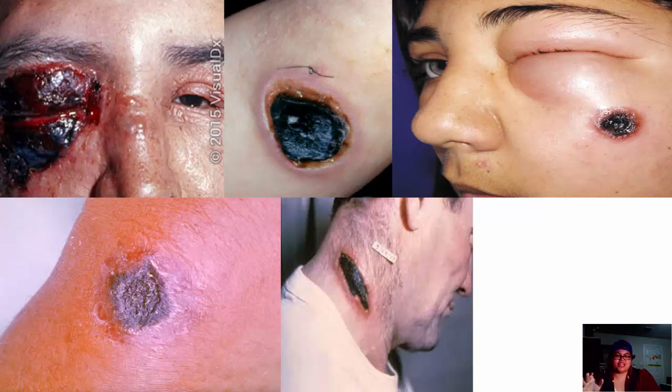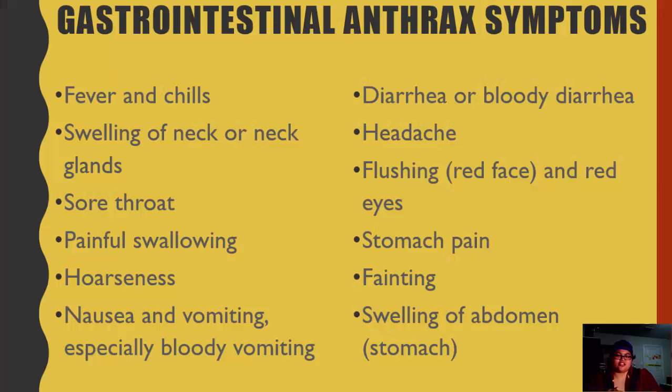Pretty sure. Then for gastrointestinal anthrax, the symptoms are kind of similar, but they're more extreme, like painful swallowing and diarrhea or bloody diarrhea, and your abdomen gets swollen, and there's also bloody vomiting, which is pretty hardcore.